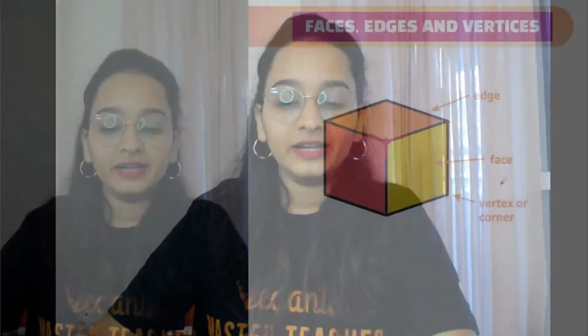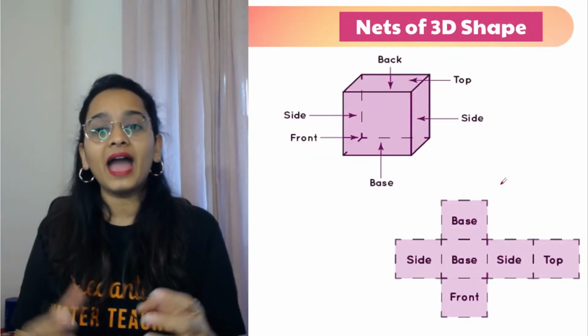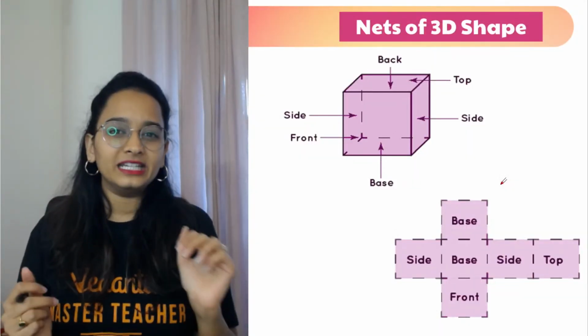These lines are called the edges. And what are vertices? The pointed corners that you're seeing, the point of intersection of all the edges, that point is called a vertex. And then we have a net of a 3D shape.